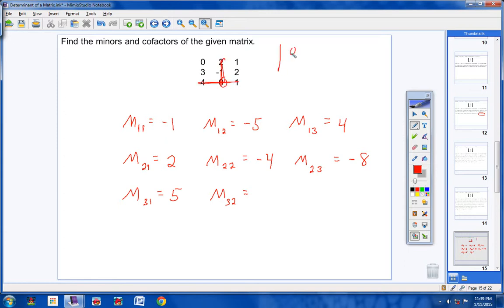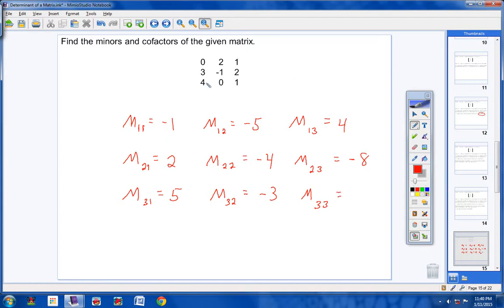So we're left with 0, 3, 1, 2. Multiply up 3, that's a negative 3. Multiply down, that's a 0. Combine those, and you get a negative 3. Okay? And then lastly, minor number 33.